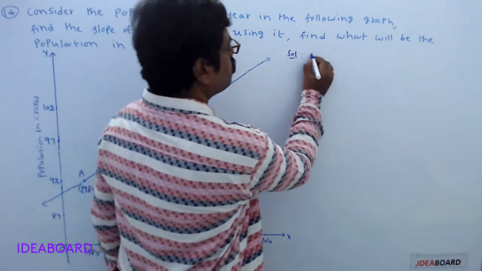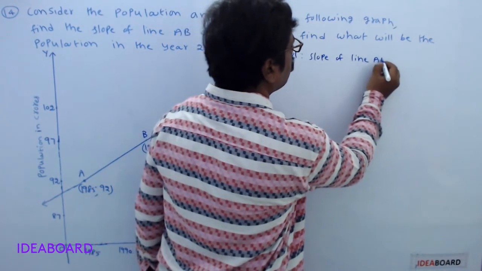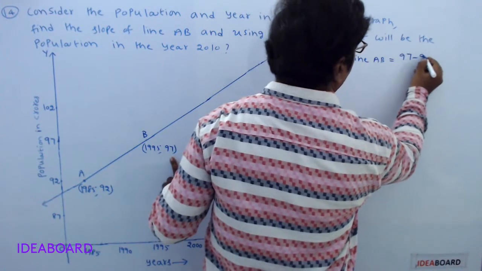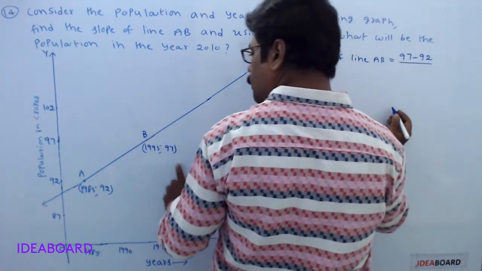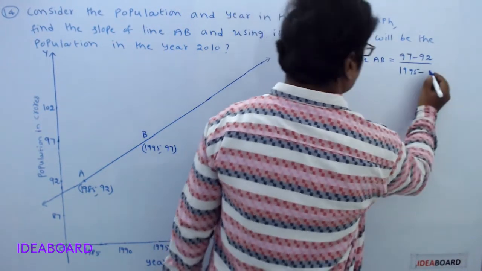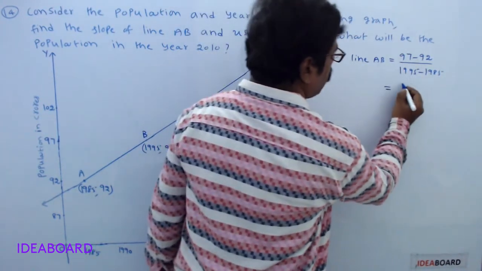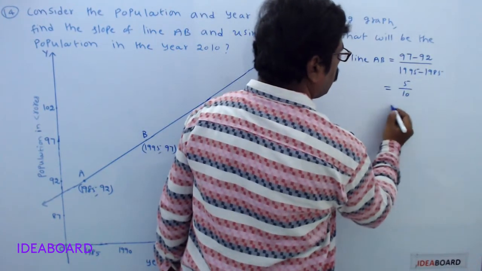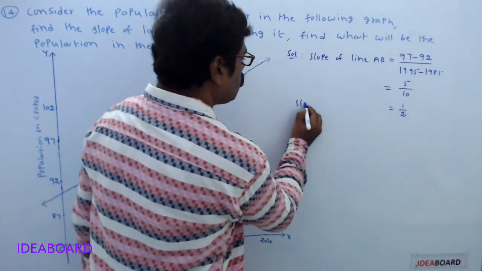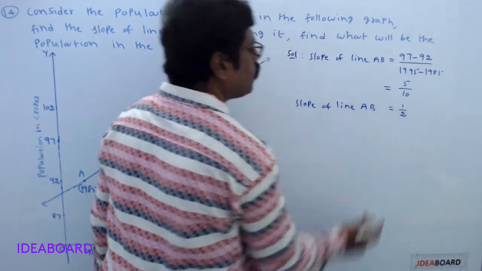Use that formula. So slope of line AB equals y2 minus y1: 97 minus 92 divided by 1995 minus 1985. Now this is equal to numerator value 5, denominator value 10. So it will be half. So slope of line AB equals 1 by 2.